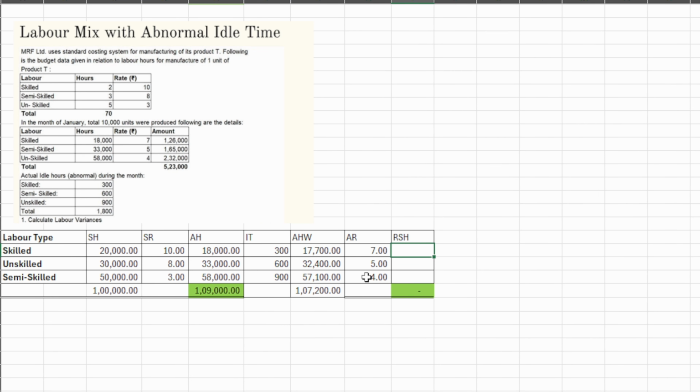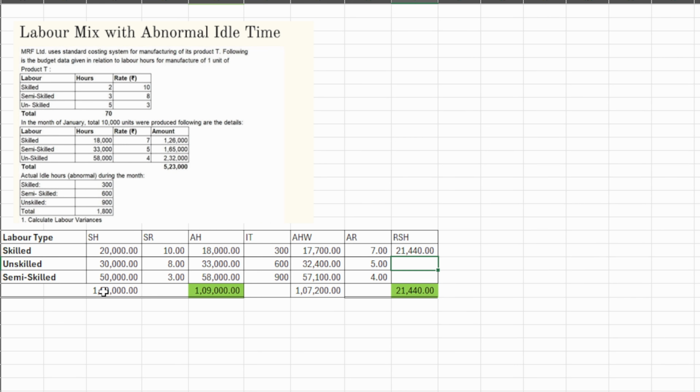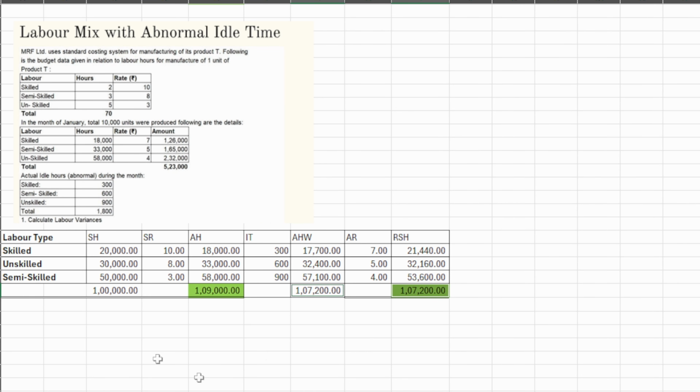And I will use this total to calculate revised standard hours. So revised standard hour, the formula is equal to AHW total multiplied by standard hour of that labor divided by standard hour total. So similarly, I calculate for unskilled and semi-skilled. And when I total, these two should be same. So they are same. So this is my first step, which is recording the data.